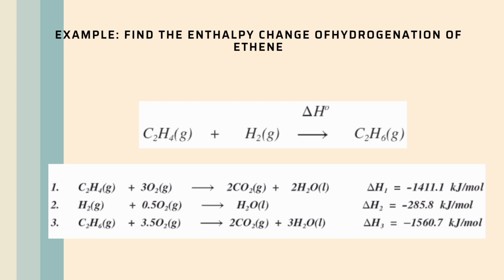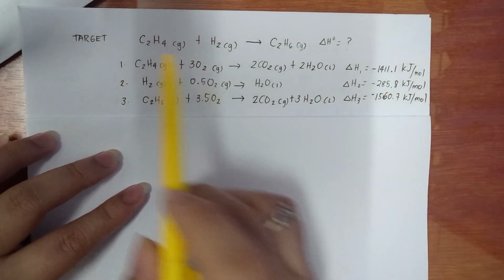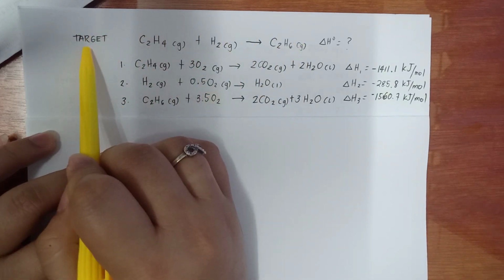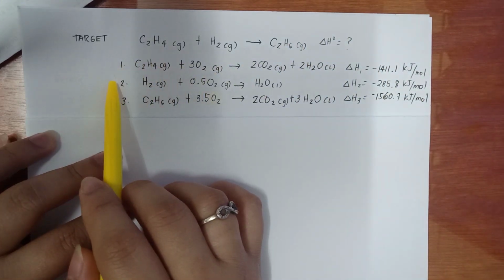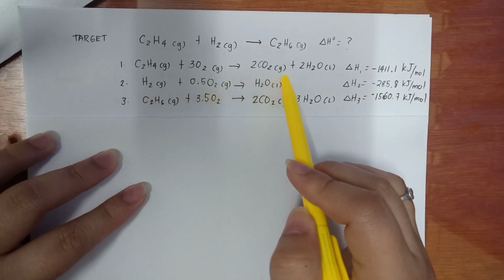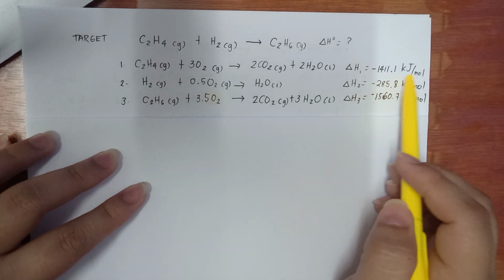For example, we have to find the enthalpy change of hydrogenation of ethene with the chemical equation C2H4 + H2 to form C2H6 from the intermediate reactions below. From that problem, we will consider C2H4 + H2 to form C2H6 as our target reaction, wherein we are going to determine its enthalpy change from the intermediate reactions. The first is C2H4 + 3O2 to form 2CO2 + 2H2O with the enthalpy change of negative 1411.1 kJ per mole.